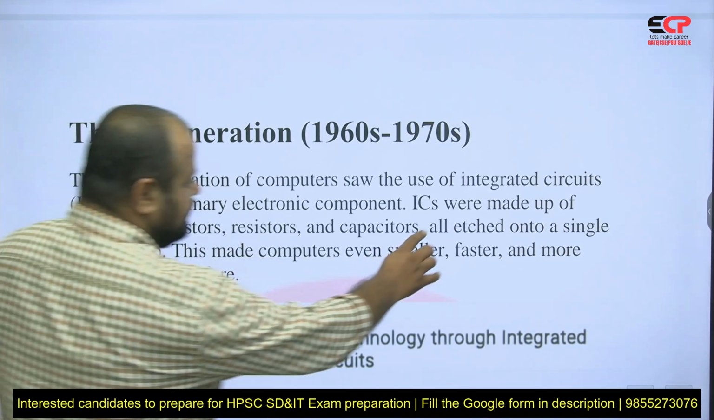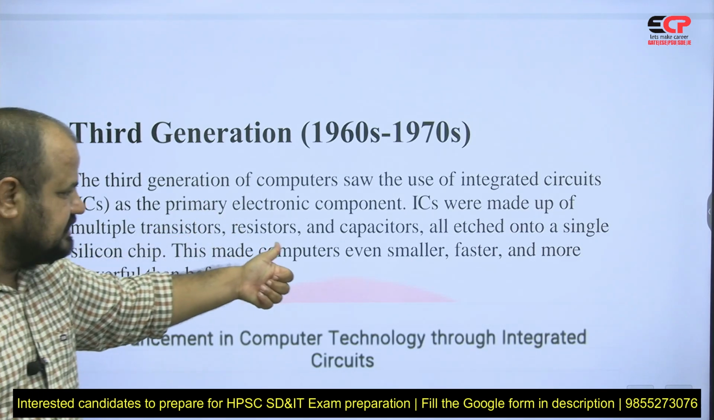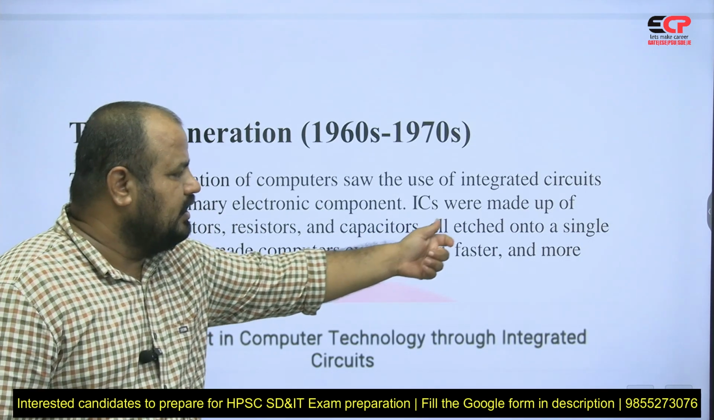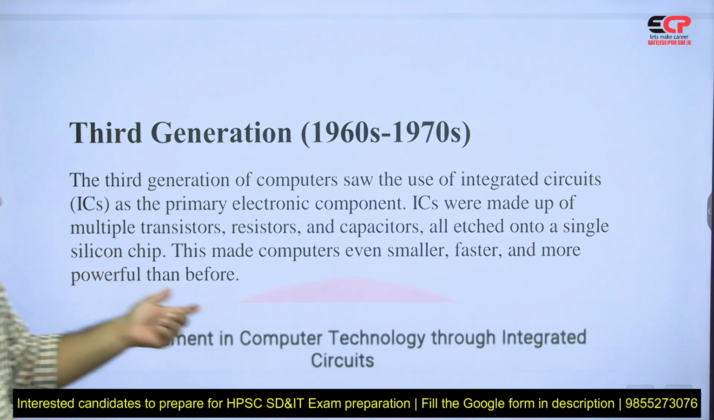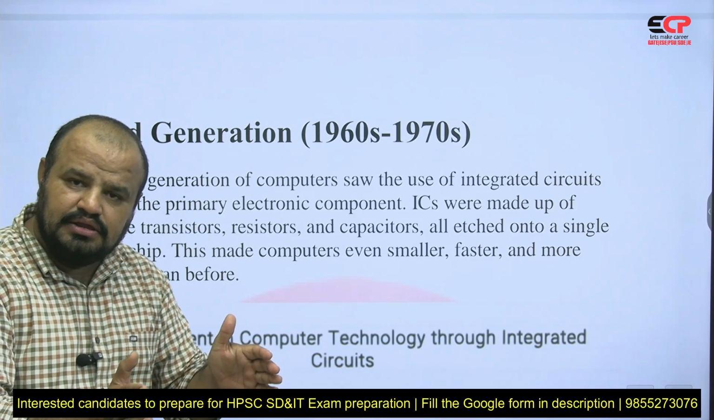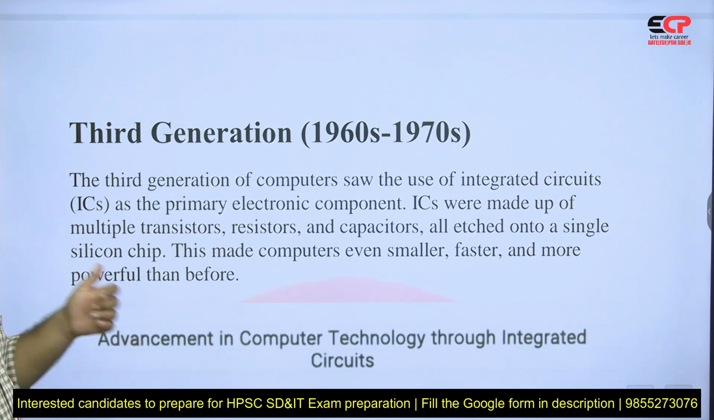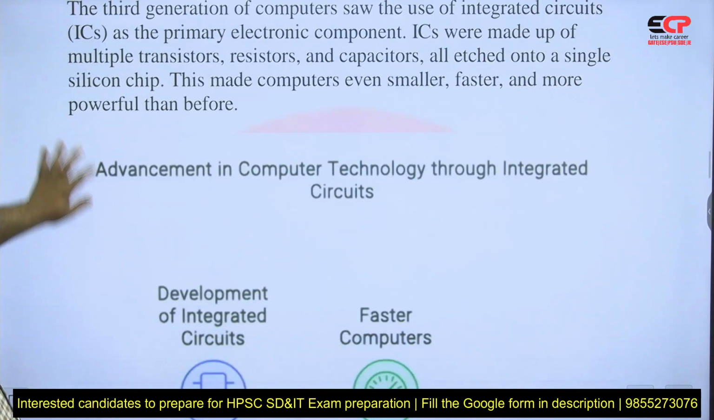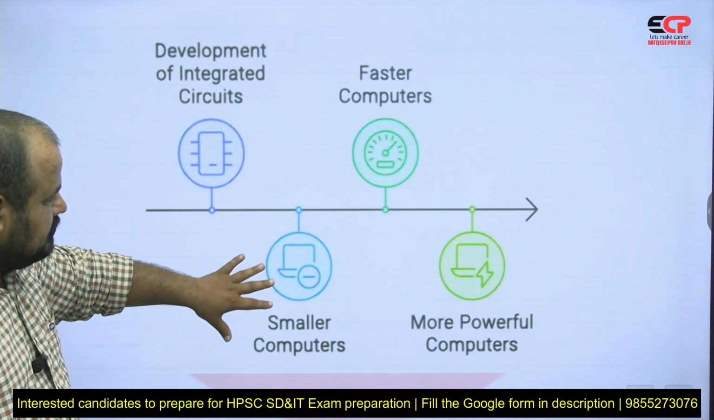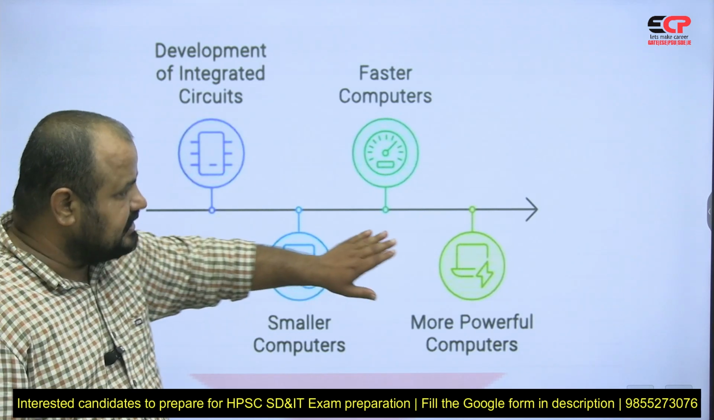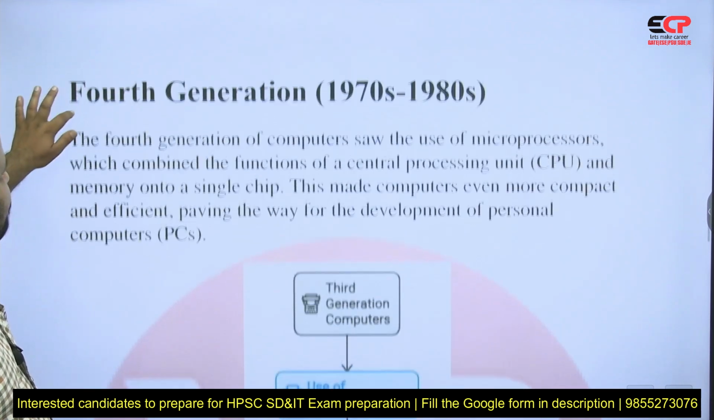So this line is very important. ICs were made up of multiple transistors, resistors, and capacitors all attached on a single silicon chip. That is very important. This made computers even smaller, faster in performance, doing more calculations, and more powerful than before. So you can see here, with the development of ICs, computers became faster, smaller in size, and more powerful. Next, my dear students, the point is the fourth generation.